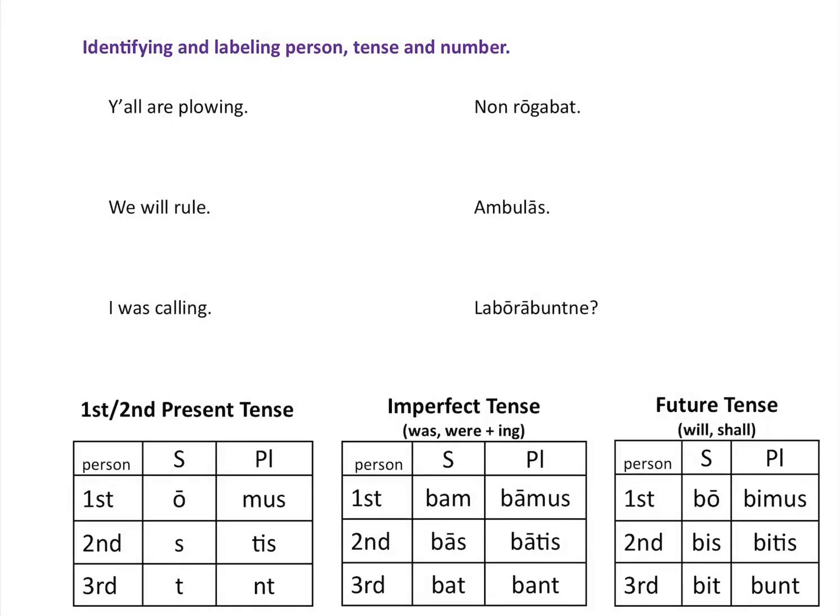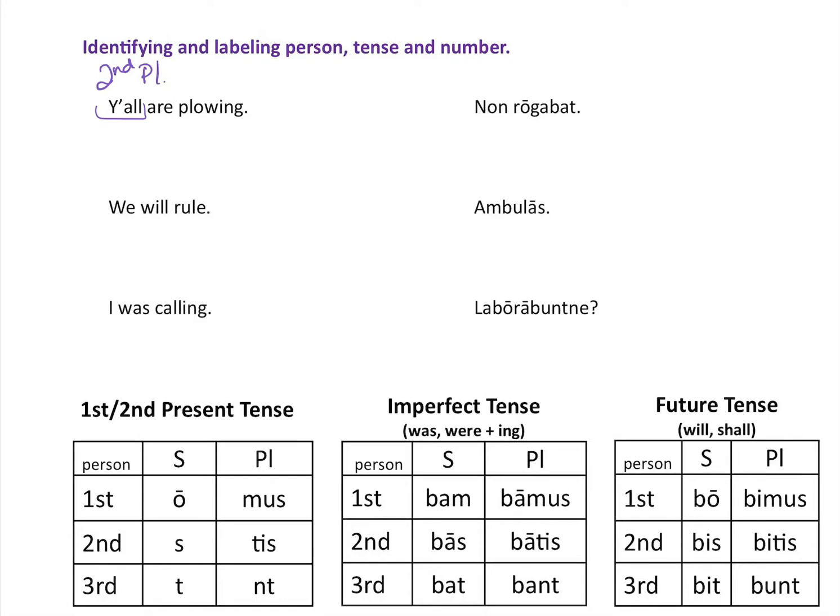In this video, we're going to do a walkthrough of how to identify and label person, tense, and number in sentences. We're going to first go from English to Latin and then from Latin to English. So the first thing we want to do is look for the pronoun in English, and we see that it's y'all. We know in our class that y'all is second person and it's plural.